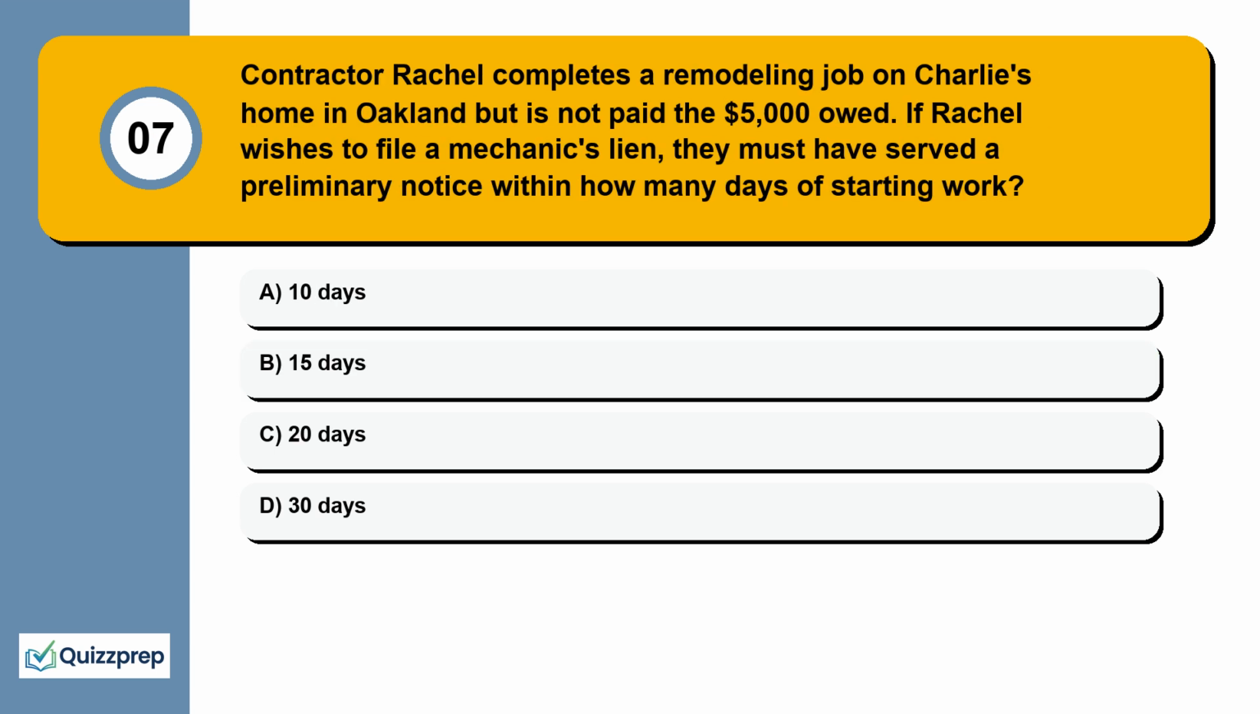Question 7. Contractor Rachel completes a remodeling job on Charlie's home in Oakland but is not paid the $5,000 owed. If Rachel wishes to file a mechanic's lien, they must have served a preliminary notice within how many days of starting work? 10 days, 15 days, 20 days, 30 days.